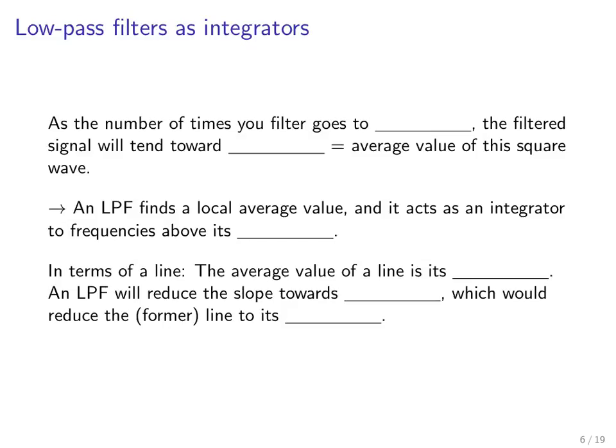Okay, so as I just said, as the number of times you filter your signal goes to infinity, the filtered signal will tend towards 0 in this case, which is equal to the average value of the square wave. As I said, the average value of a square wave is 0, and so low-pass filtering it again and again and again is going to reduce the output signal further and further till it tends towards 0. Okay, and so therefore, what we can say about a low-pass filter is that it finds a local average value of an input signal, and it acts as an integrator to frequencies above its cutoff.